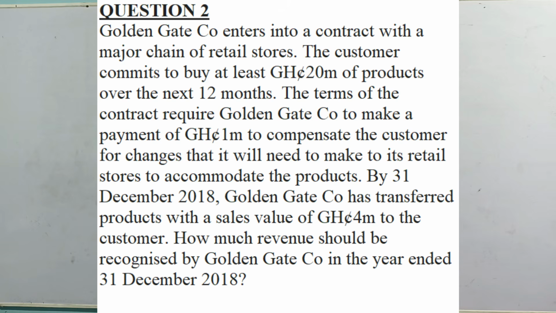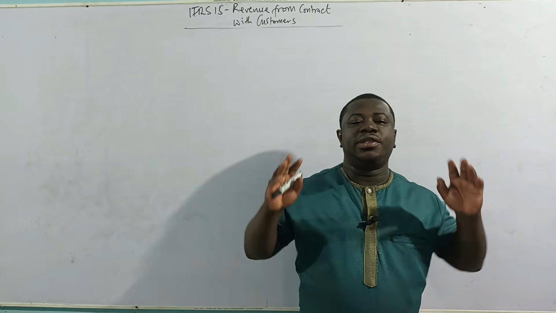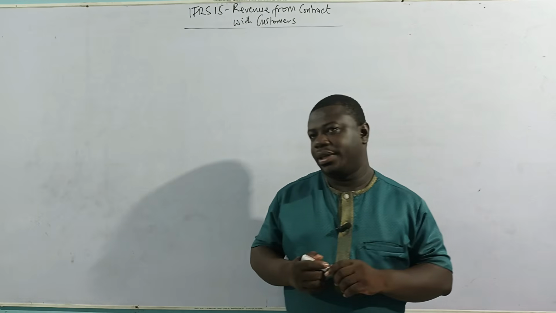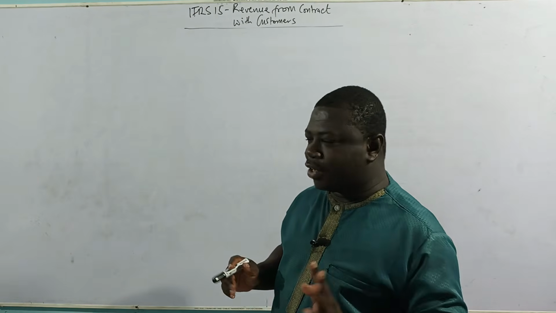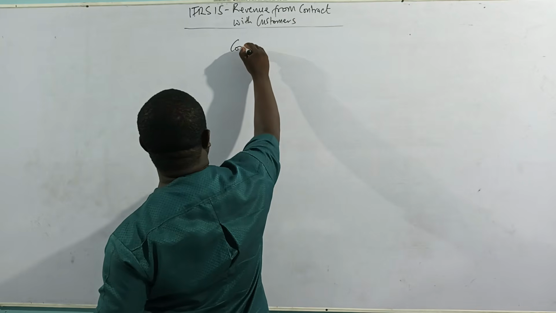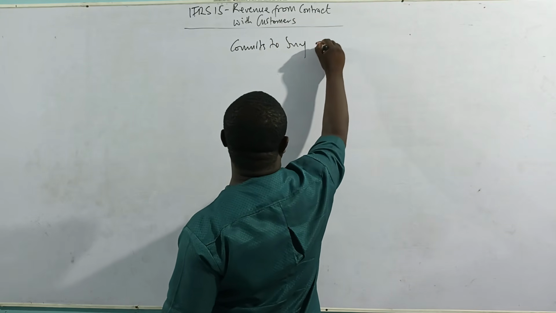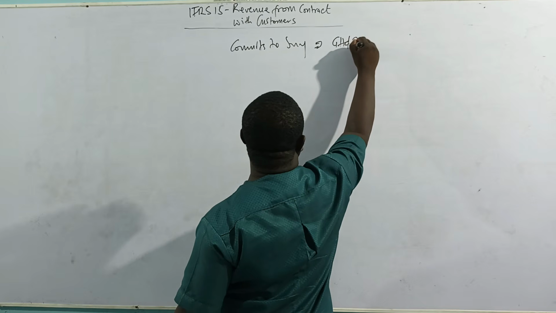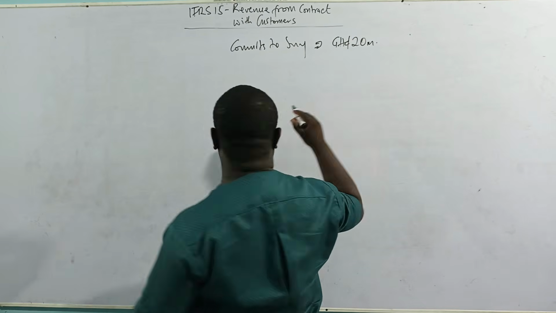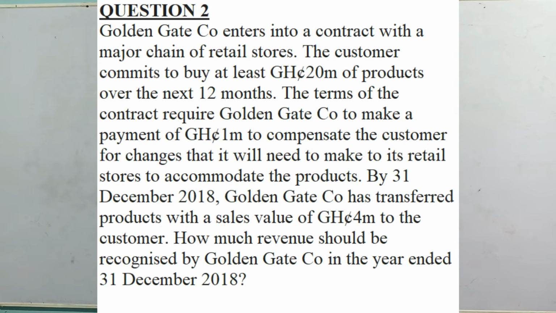Golden Gate Company enters into a contract with a major chain of retail stores. The customer commits to buy at least 20 million of products over the next 12 months. So the customer is going to buy 20 million over the next 12 months. Please take note: the customer commits to buy, that is in the terms of the contract, 20 million worth of goods over the next 12 months. We continue.